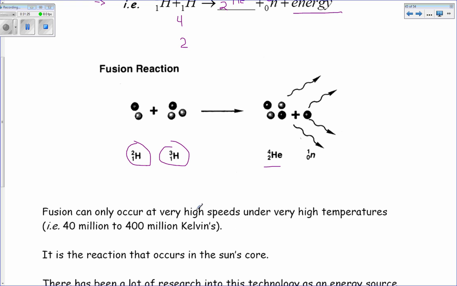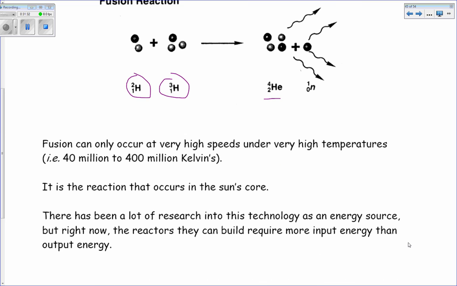Fusion can only occur at very high speeds under very high temperatures, so we're talking 40 million to 400 million kelvins. It's a reaction that occurs in the sun's core. There's been a lot of research into this technology as an energy source, but right now the fusion reactors they build require more input energy than they actually get out. But there is a belief that we will at one point be able to do controlled fusion. If we could, one single fusion reaction would probably give enough energy to supply something like the US with electricity for an entire year. That's why there is so much interest in that.